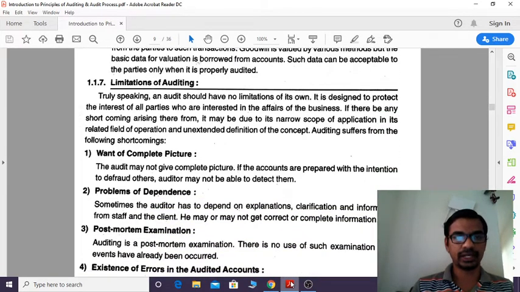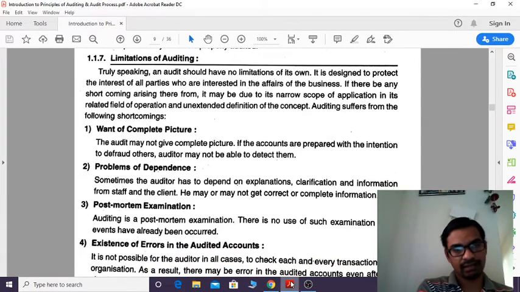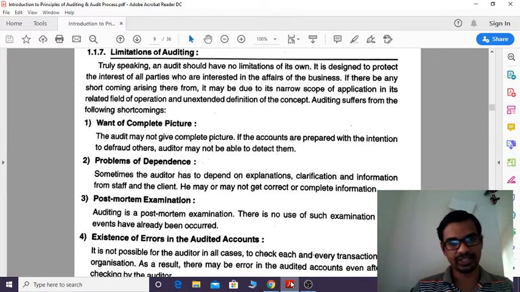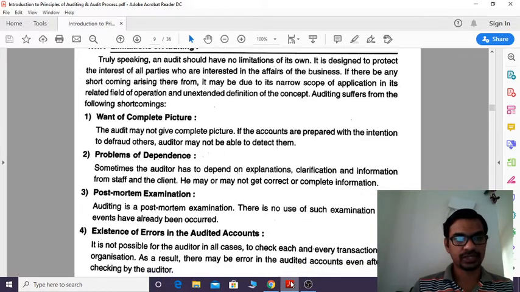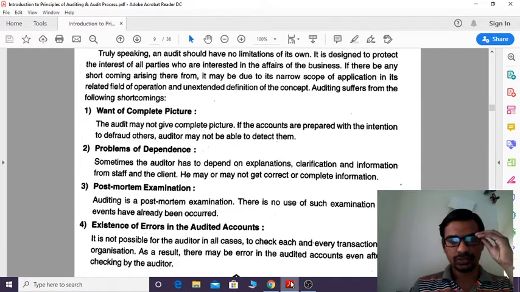Now the next one, that is the limitations of auditing. On one hand, there are some advantages. On the other hand, there are some limitations also. The first one is that the audit may not give a complete picture. If the accounts are prepared with the intention to defraud others, the auditor may not be able to detect them. So this is one of the serious limitations.